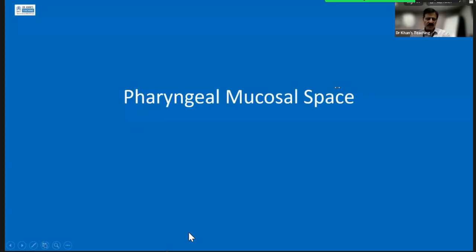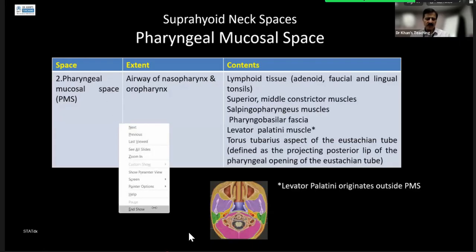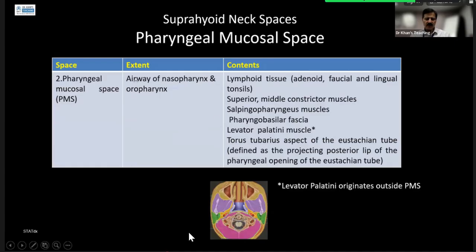Now this is pharyngeal mucosal space. So pharyngeal mucosal space indirectly is the pharynx. So as I've told you, it's a synonym. Basically it is the airway side of the nasopharynx and the oropharynx. And look at the contents, the lymphoid tissue. In the nasopharynx, there will be adenoids. In the oropharynx, there will be the palatine or the faucial tonsils, and the lingual tonsils, which are sitting on the tongue.